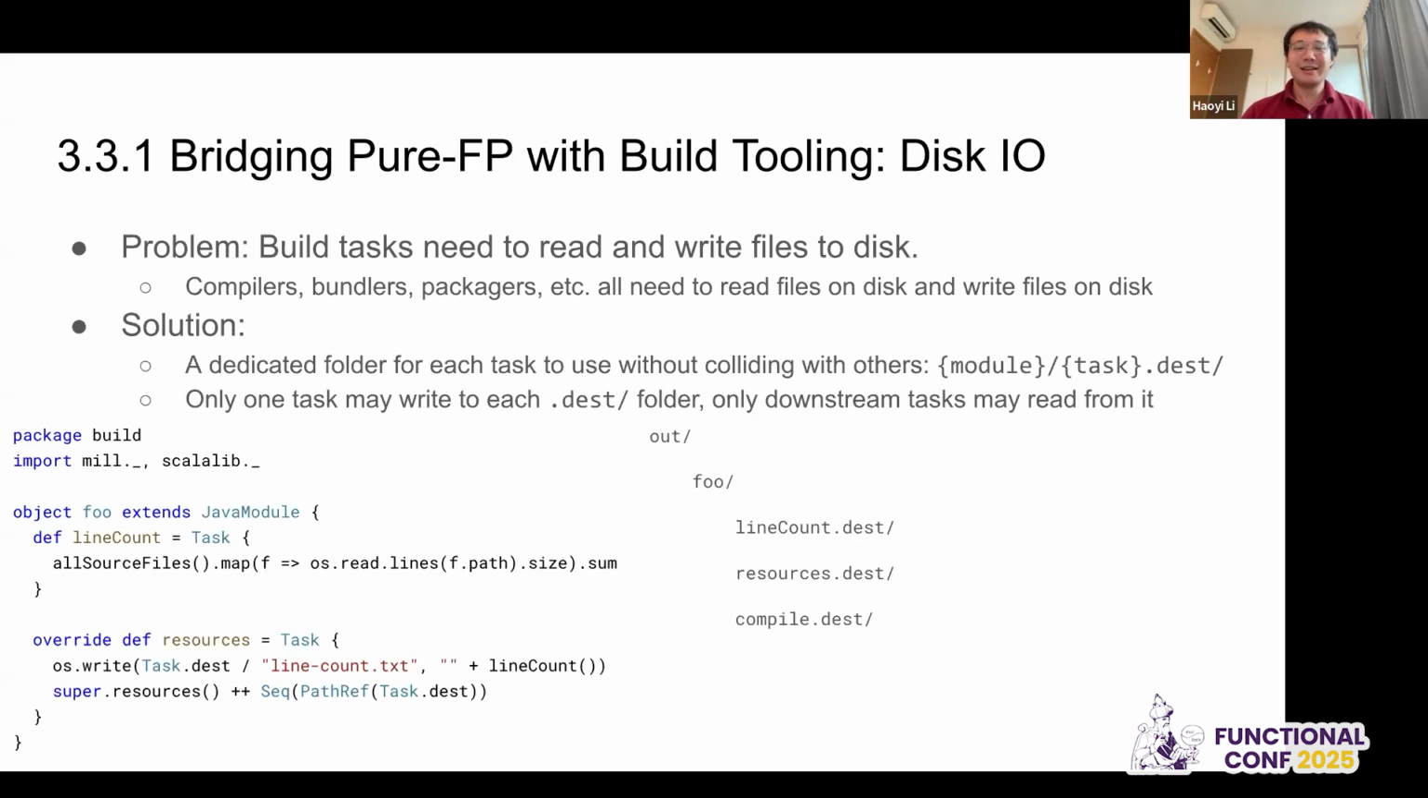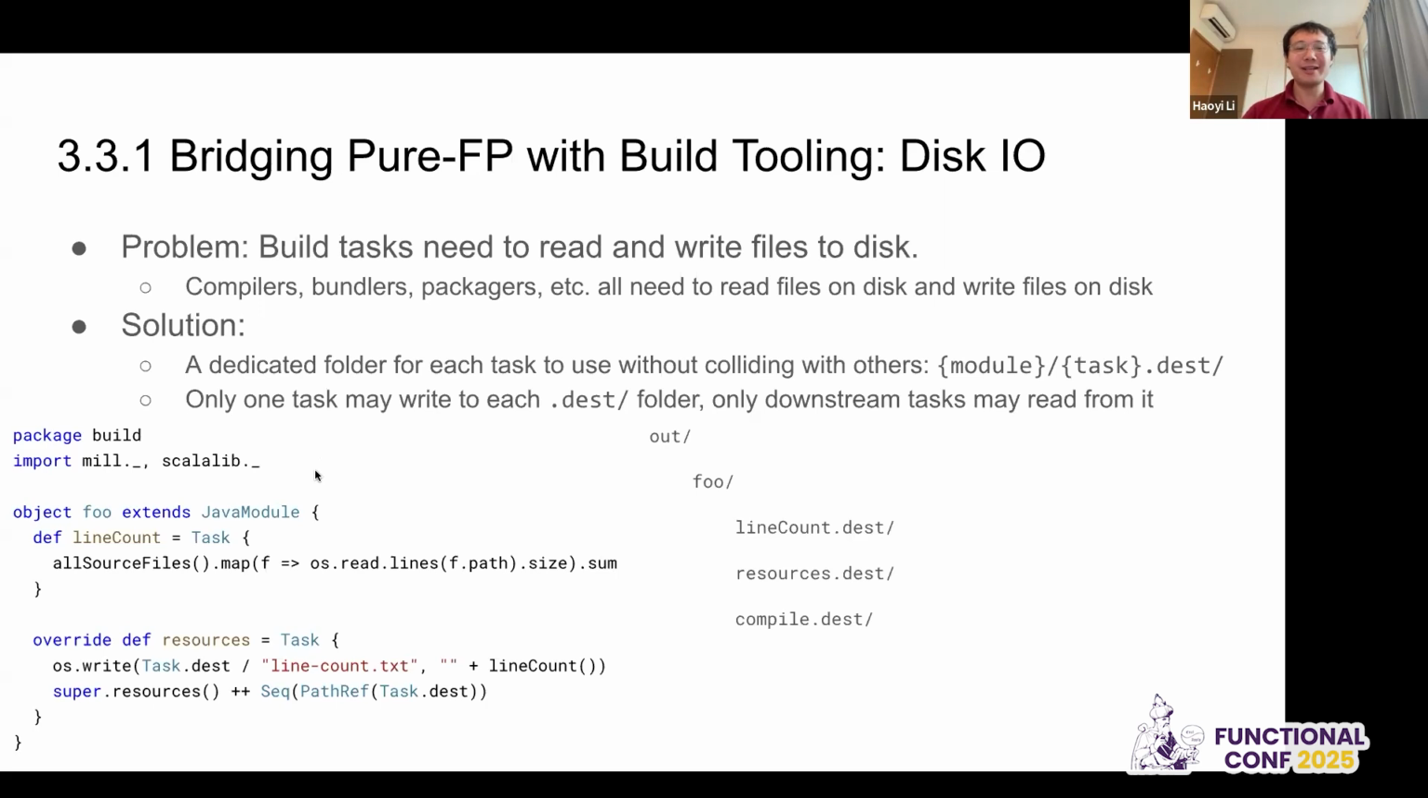Mill says that I will give every task a dedicated folder they can write to. So lineCount has a lineCount.dest folder, resources has the resources.dest folder, and so on. Only one task may write to each dest folder, and only downstream tasks may read from it. So with these two invariants, we basically turned the file system from a shared mutable state problem into a not shared, not mutable state problem. It just becomes kind of immutable state that is part of the return value of each task.